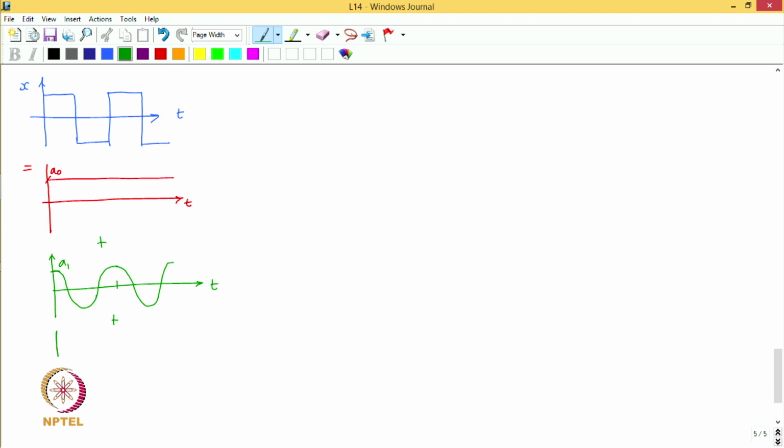Then we have the second component, and the frequency of this component is twice that of the fundamental frequency. So, it completes 2 cycles in the time period T in this manner. This component has amplitude A2. In this manner we have all the cosine components, and then we also have the sine components. If we plot this, the first sine component has amplitude B1 and it completes 1 cycle in the time period T like this.